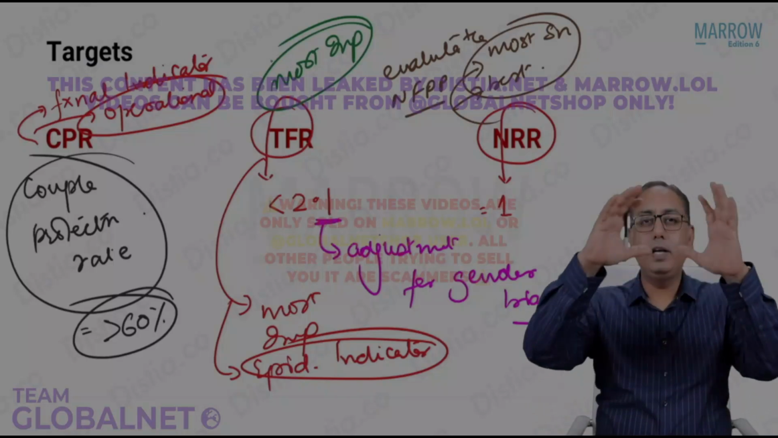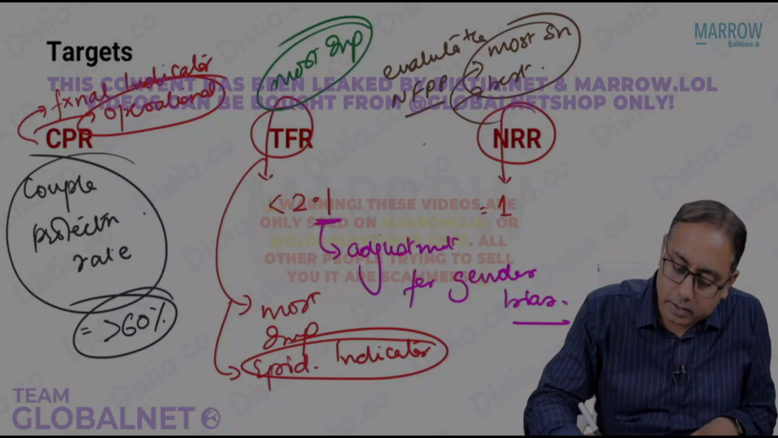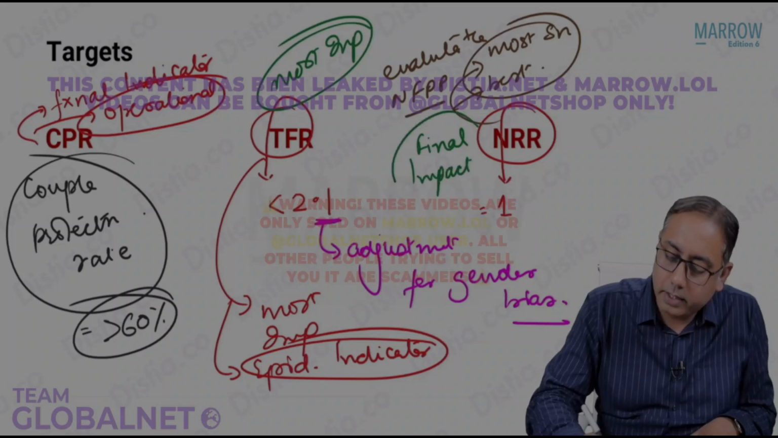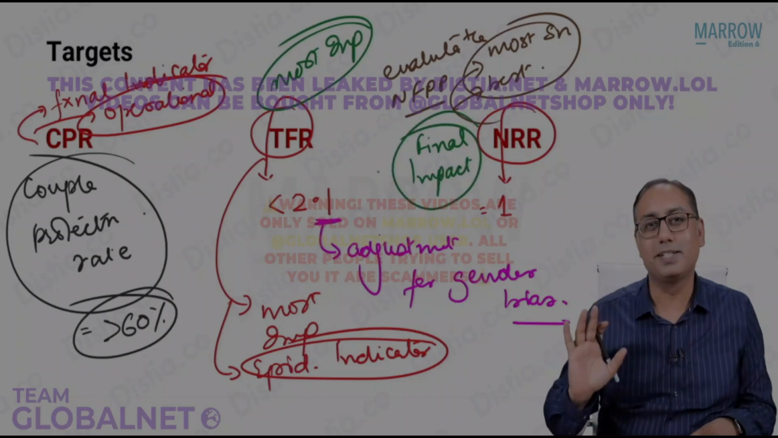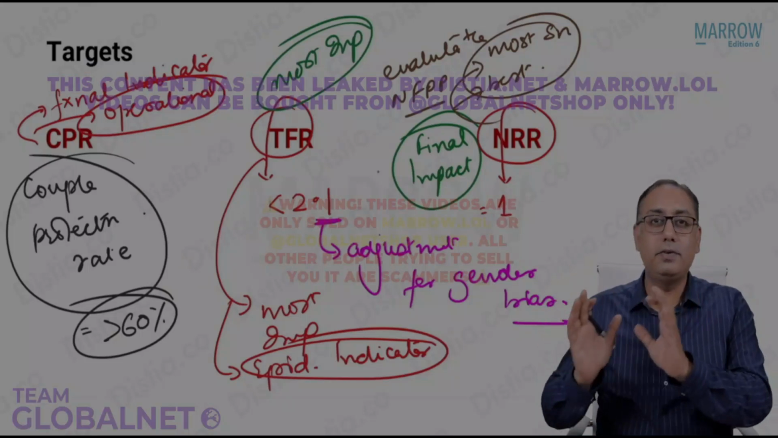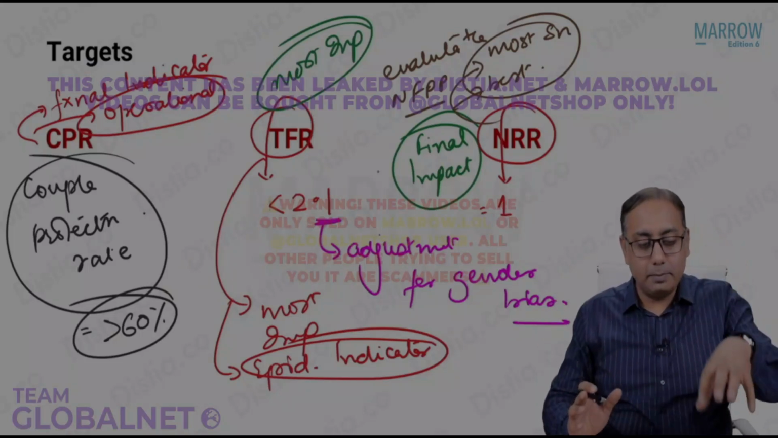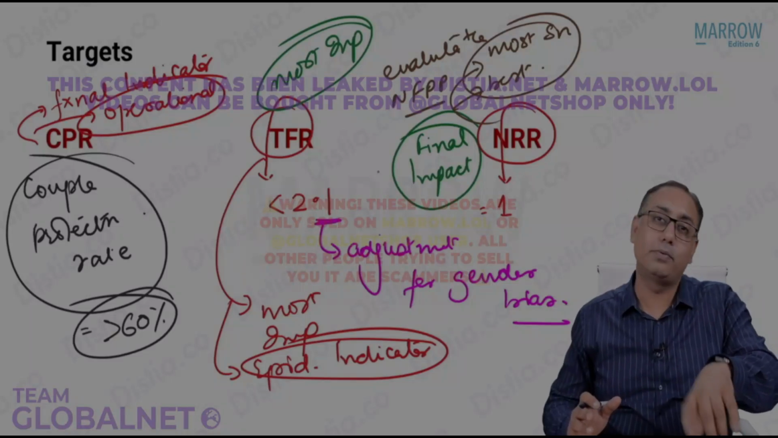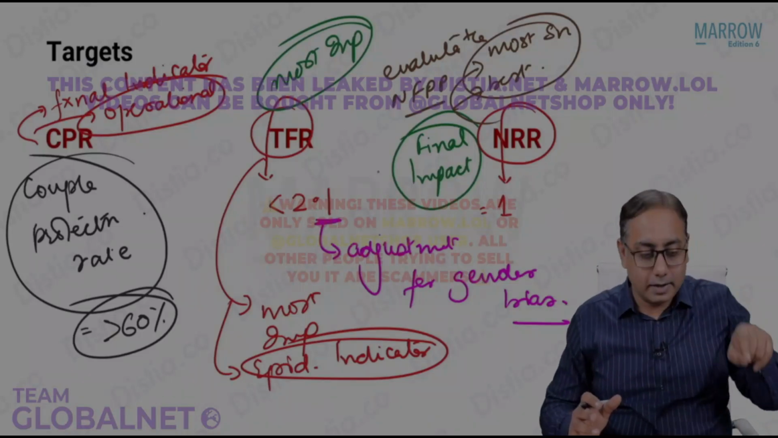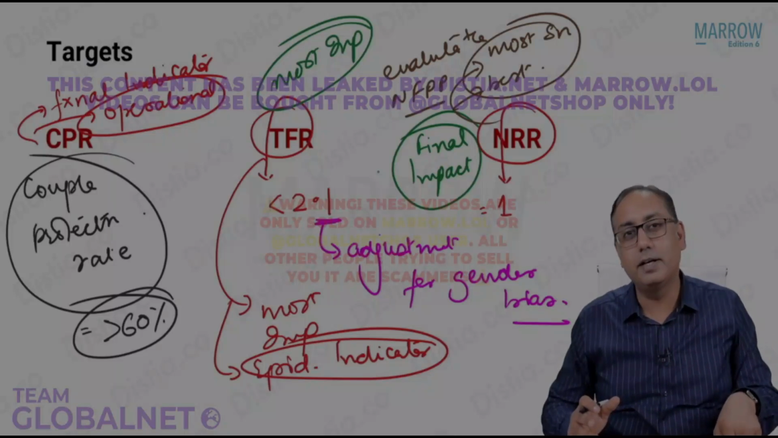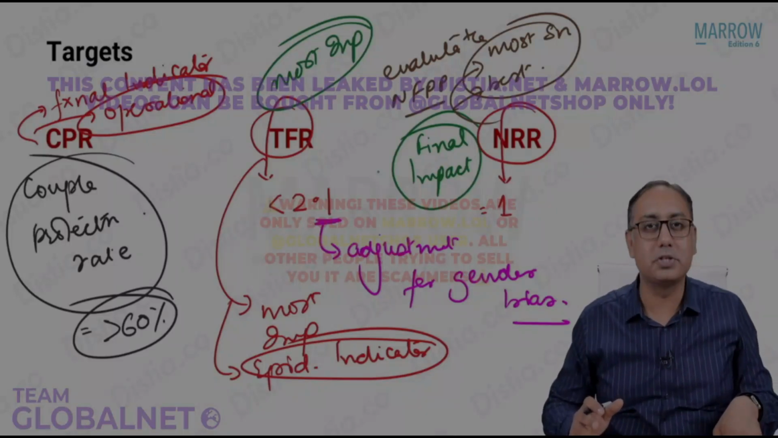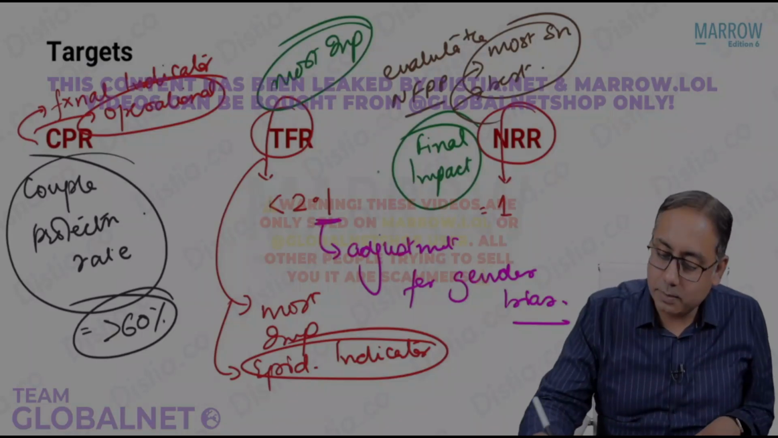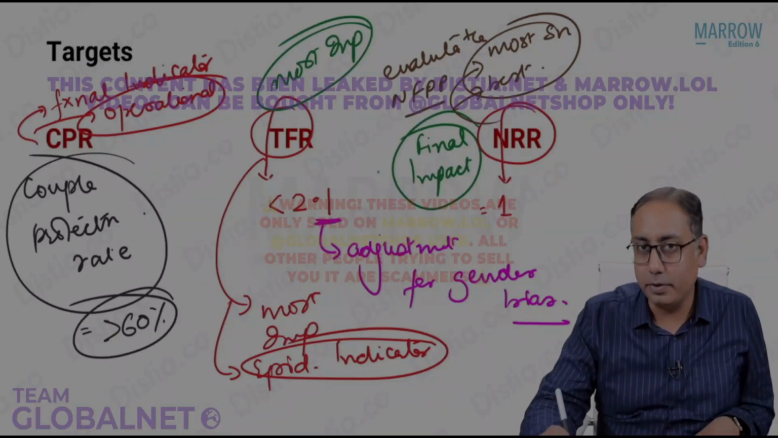But the general final impact indicator, NRR, is also called the final impact indicator because at the end of the day, you want the population to be stabilized, right? So for country level, we will calculate the NRR. At the epidemiological level, for the planning level, for the district level, we will calculate the TFR. And at the lowest level, for operational indicator, we will calculate the couple protection rate. So please note, these are some of the important things that you need to know.